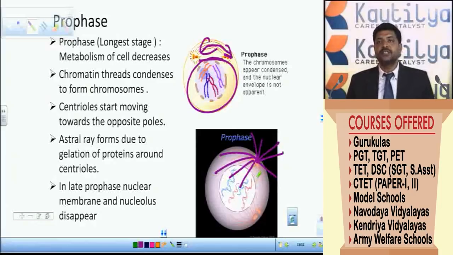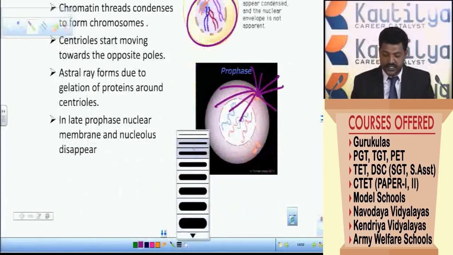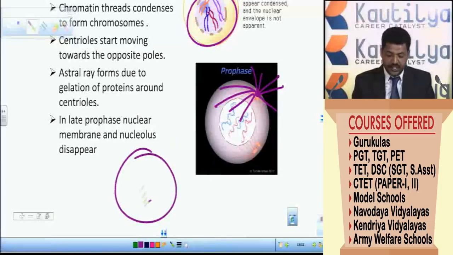Astral spindle fibers appear as star shaped spindle fibers. They are formed in all directions because the cell needs support from all directions. This is the cell, and if the centrum is here, it produces spindle fibers on this side and this side. Thereby the position of the centrum will become constant.